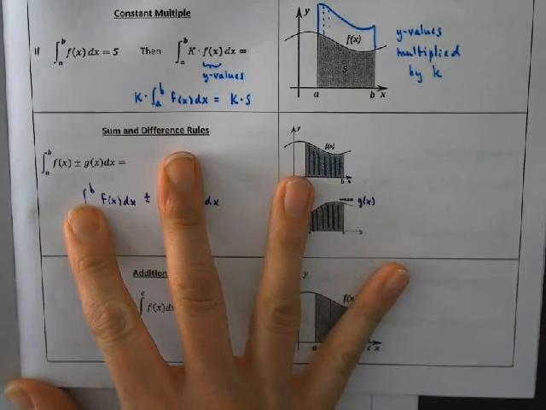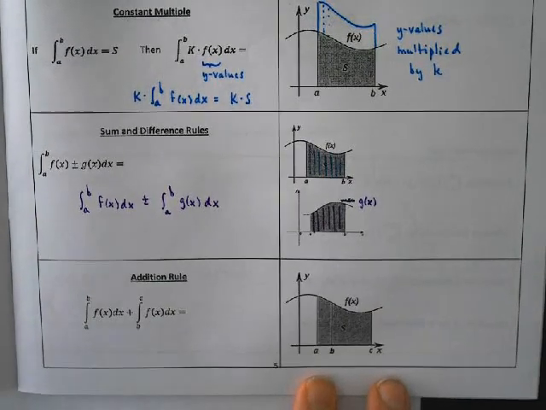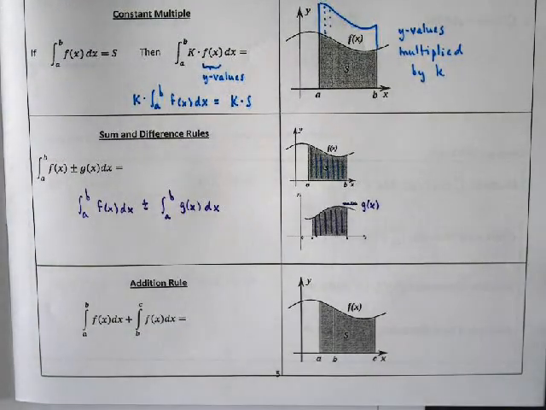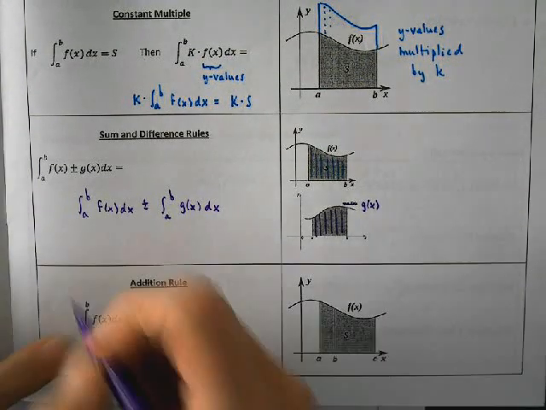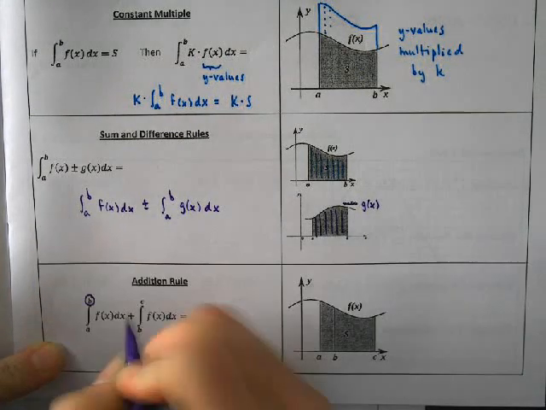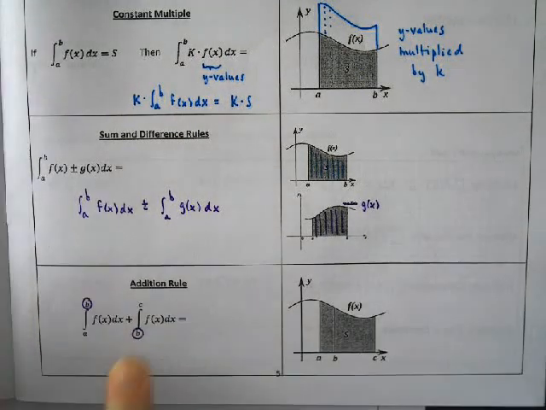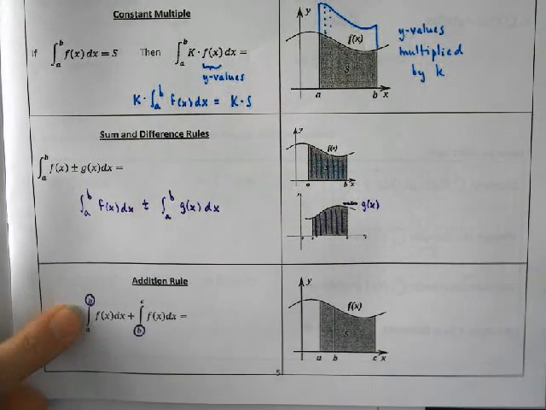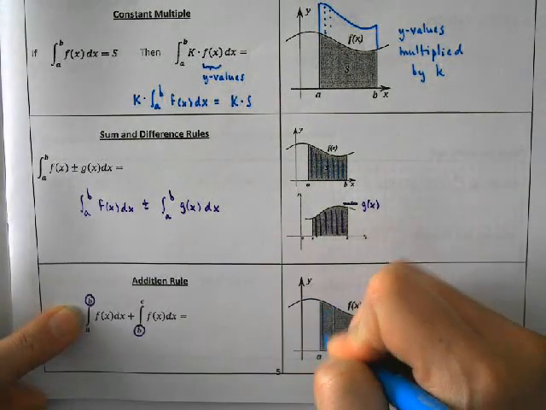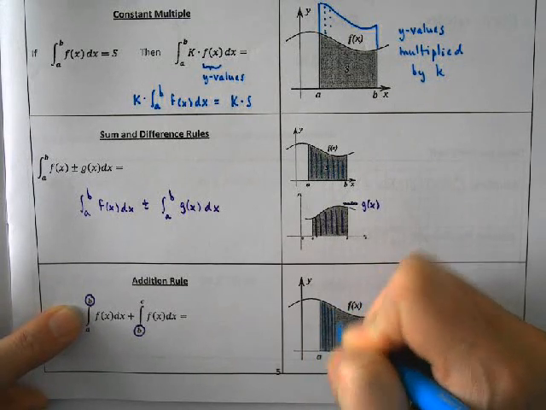All right, the last rule that we looked at in the investigation looks something like this. We call it the addition rule. You'll notice here I have two integrals: the integral from a to b of f of x dx plus the integral from b to c of f of x dx. Notice my upper limit of integration is the same as my lower limit of integration here. The first integral from a to b is telling me to find this area.